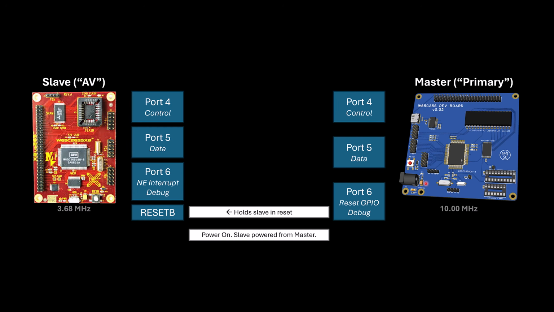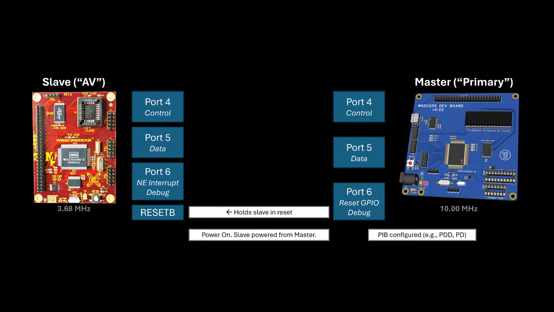So I power that on, and the first thing that the master, or the primary, does on boot or on startup is it holds the slave in reset. So it drops the reset line, just holds it down. So the slave has to just sit and wait until the master says it's ready.